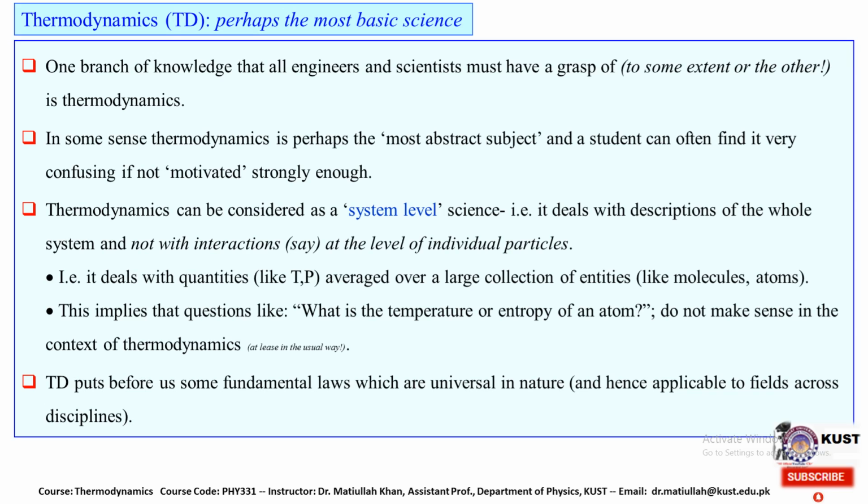face thermodynamic systems. So thermodynamics can basically be considered a system-level science, which deals with the description of whole systems and not with the interaction at the level of individual particles. It deals with quantities like temperature and pressure, averaged over a large collection of entities, that is, molecules and atoms. If we separately describe molecules and atoms, it comes within the scope of statistical mechanics, while if you want to measure only temperature and pressure, it comes within the scope of thermodynamics.